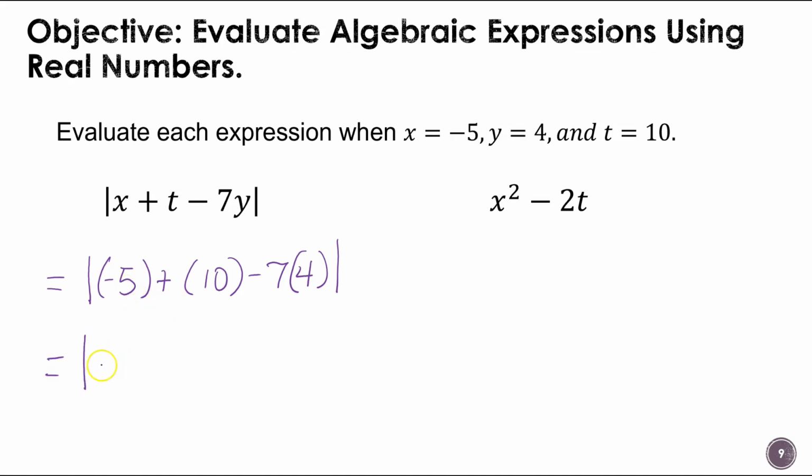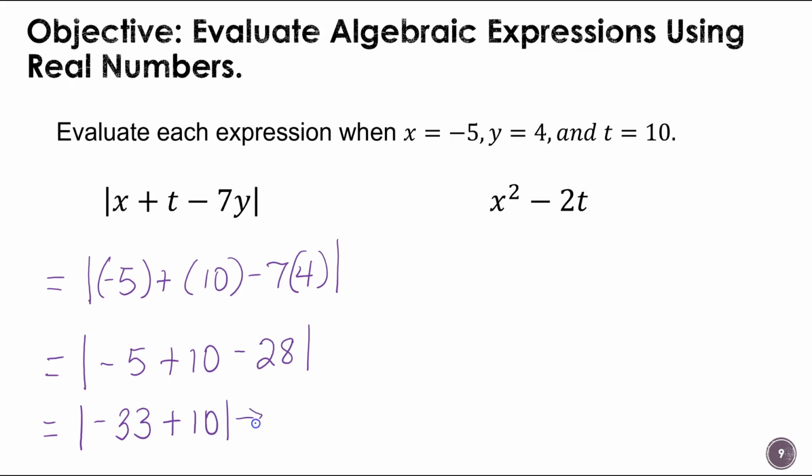So -5 plus 10 minus 28 when I multiply, right? Because that's -7 times 4, or 7 times 4, and there's a minus sign there. And then I'm going to add the -5 and the -28, so that's -33 plus 10. I'm kind of running out of space. That's -23, and my answer is 23 because the absolute value of a number is always positive.